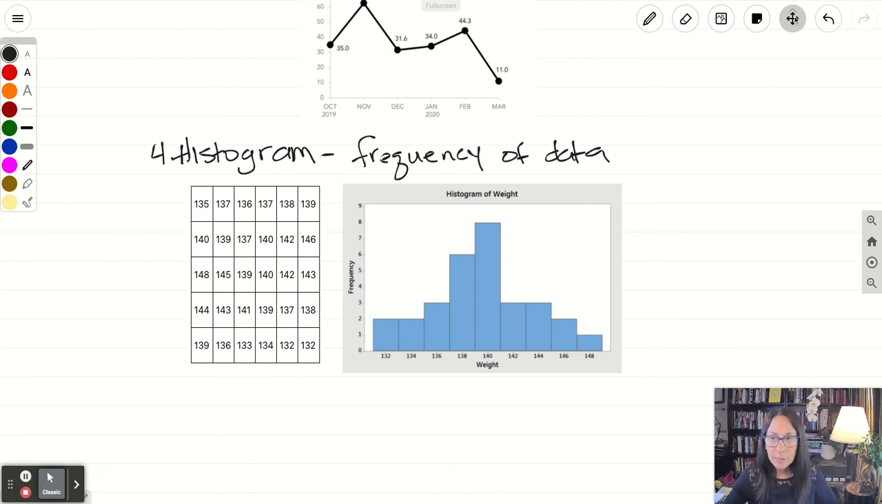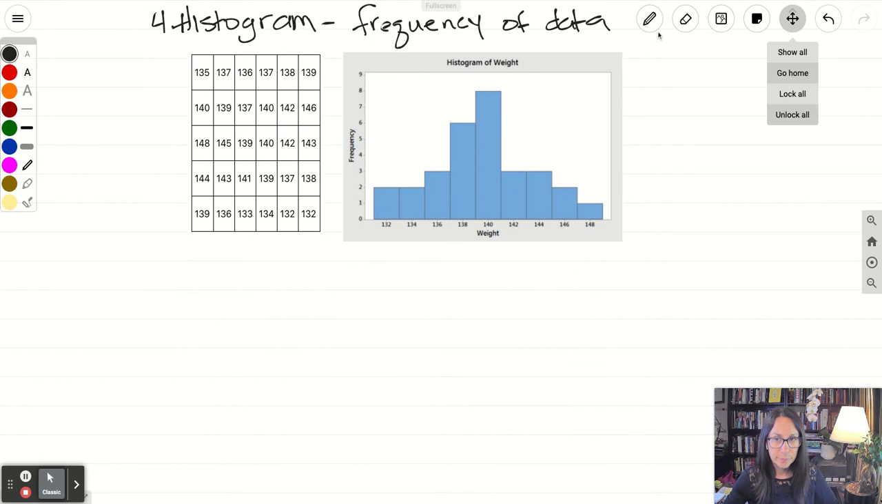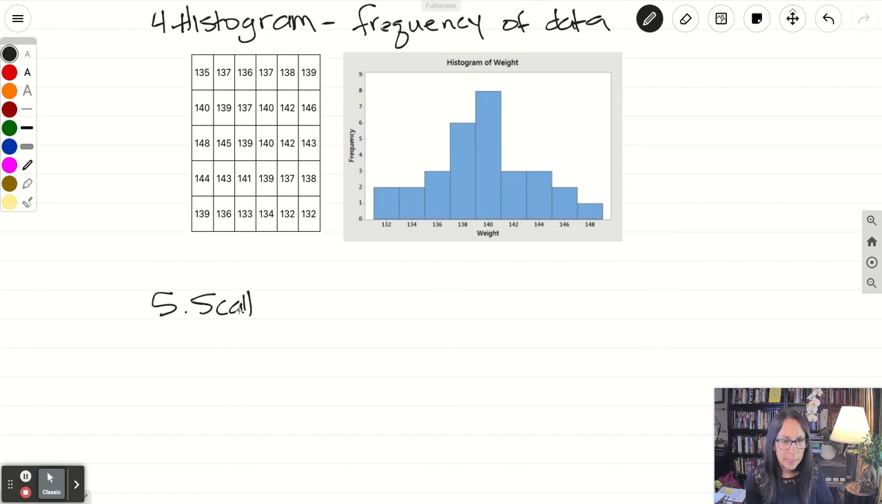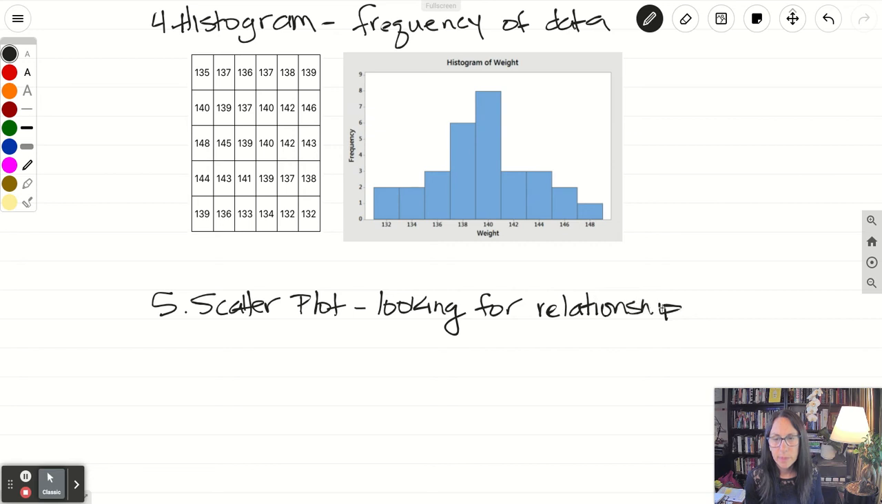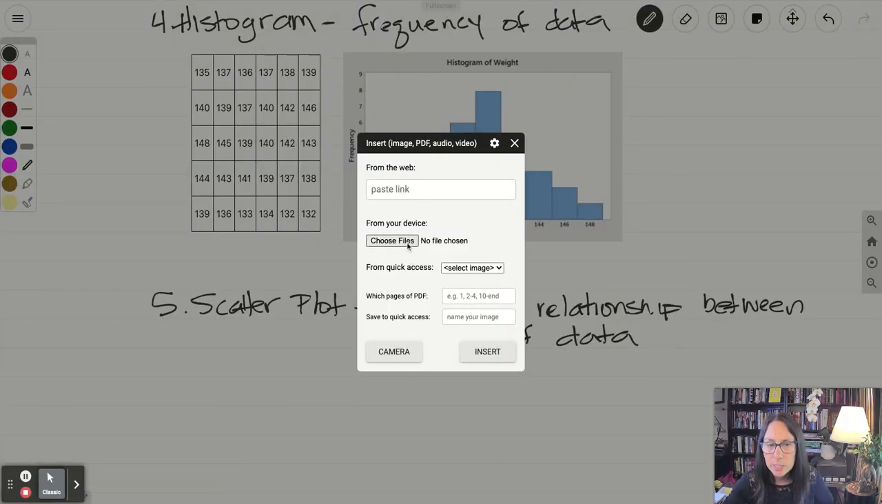Okay, the last graph that I want to introduce to you is called a scatter plot. And a scatter plot is used when you have two sets of data and you want to see if there is a relationship between the two sets of data. So, looking for relationships between two sets of data. Okay, and what you would do is you would put them both on a graph, both sets of data, and you would see, is there a relationship between the two of them?